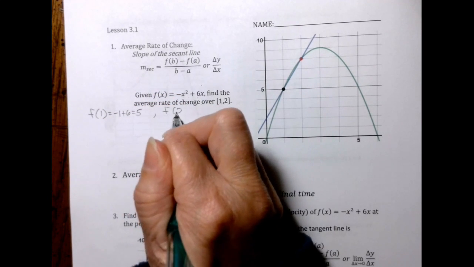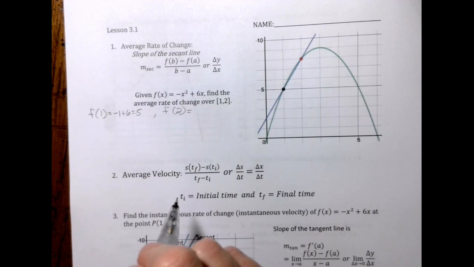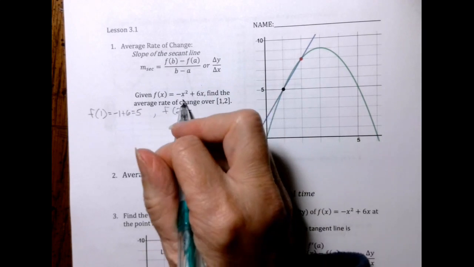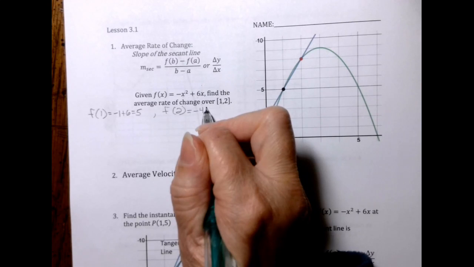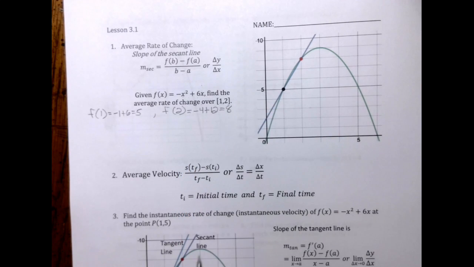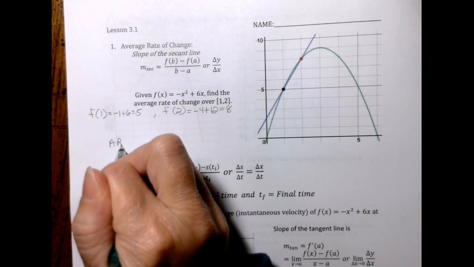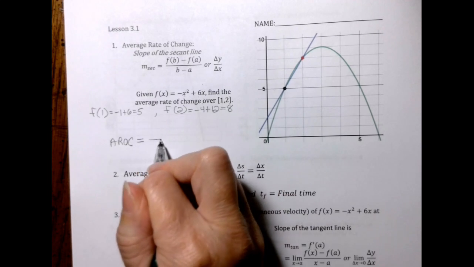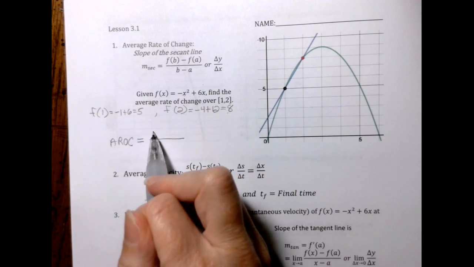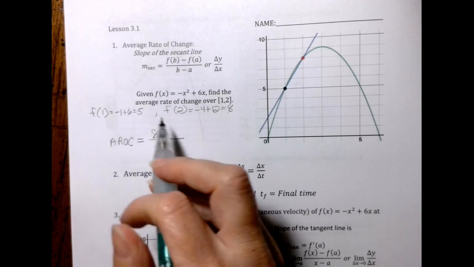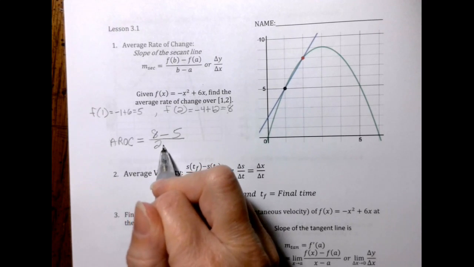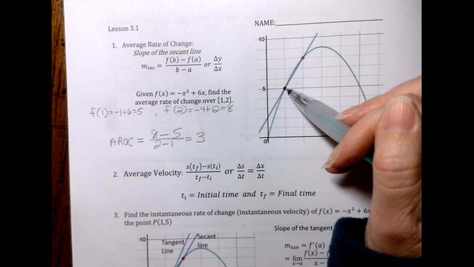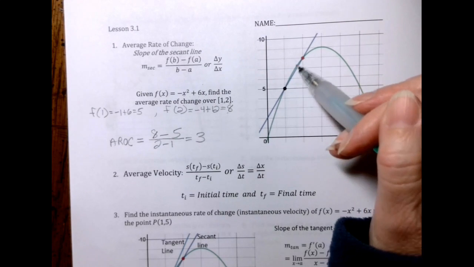Then I want to find my ending time for the interval, which is f at 2. And at 2, I can clearly see I'm at 8 for a height. But plugging it in, I would have negative 4 plus 12 to give me 8. Average rate of change, abbreviated typically AROC. Take your f at b. F at b was 8 minus the f at a, which is 5, over the b minus a. Gives me an average rate of change of 3. If I check visually, 1, 2, 3 over 1, it works out.